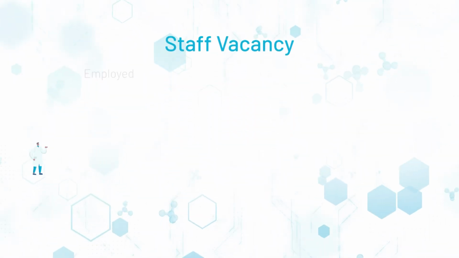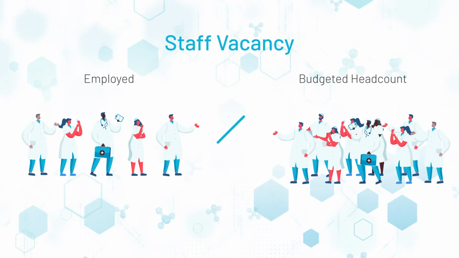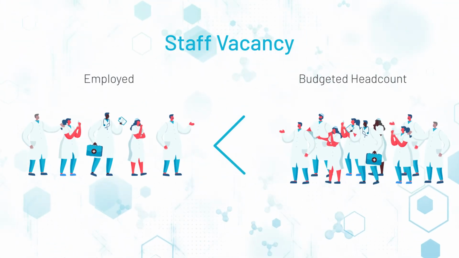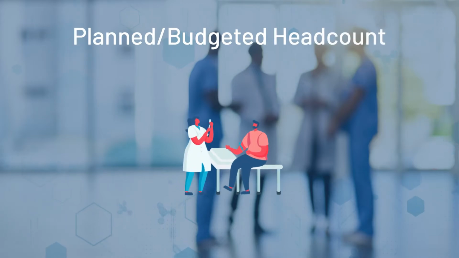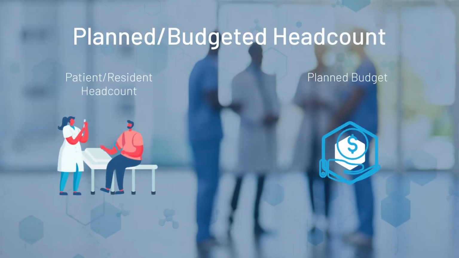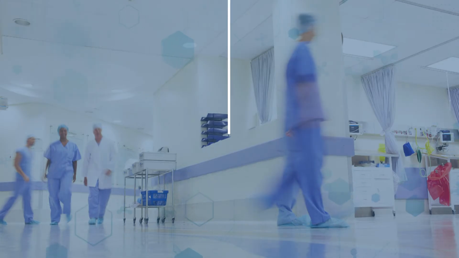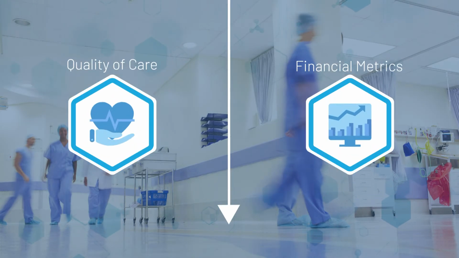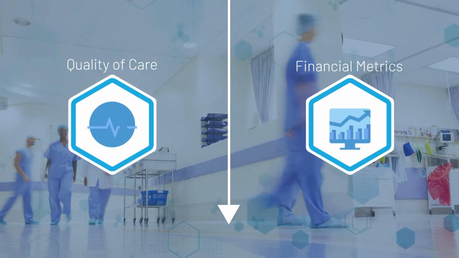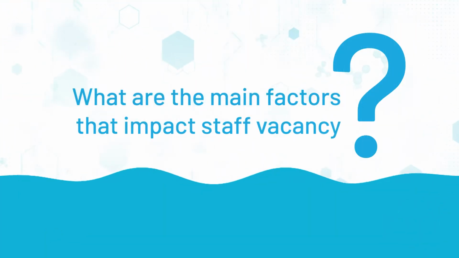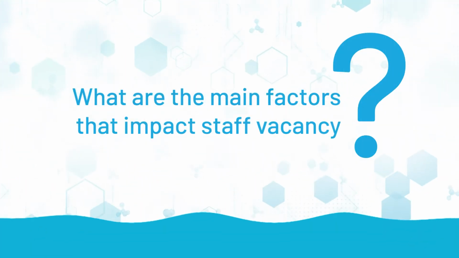Staff vacancy is a well-understood concept defined by fewer people working in an organization than the planned and budgeted headcount. In healthcare, budgeted headcount is planned against patient or resident population and acuity. Staff vacancies and planned versus actual headcount can negatively impact quality of care and financial metrics. But what are the main factors that drive staff vacancy up or down?